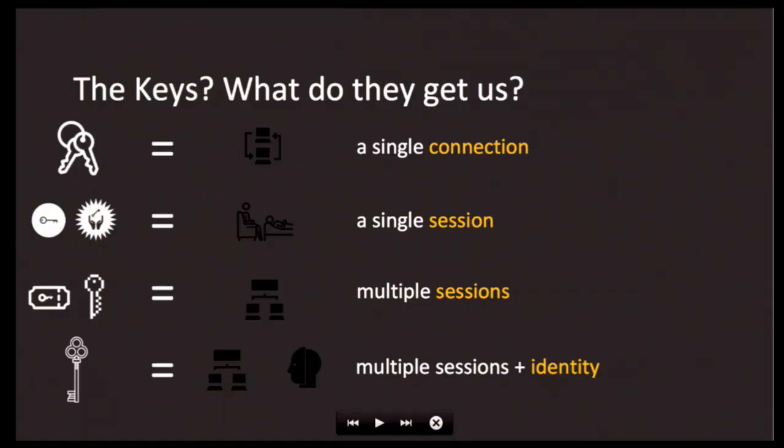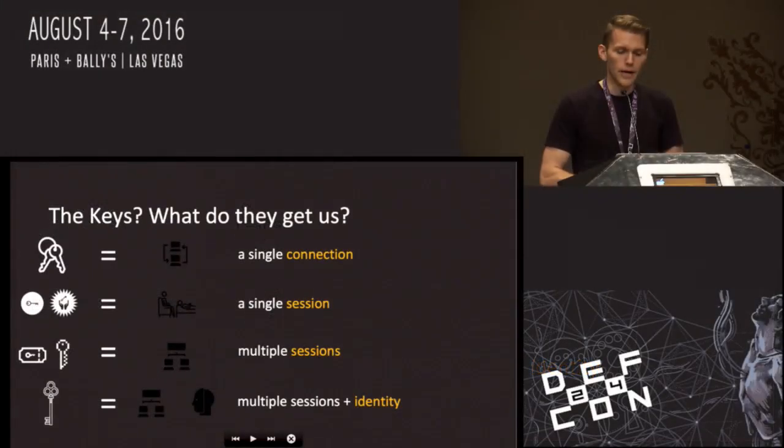And what do each of those get us? Well, we talked about the fact that session keys are short-lived. They're not going to get us much. We're going to get a single connection. The master key and the pre-master key are going to get us a single session. And then the ephemeral key, persistent private key, and the session ticket key will all get us multiple sessions depending on what we're using. And on top of that, that persistent private key usually gets used for signing as well, so that'll get us identity for the server.